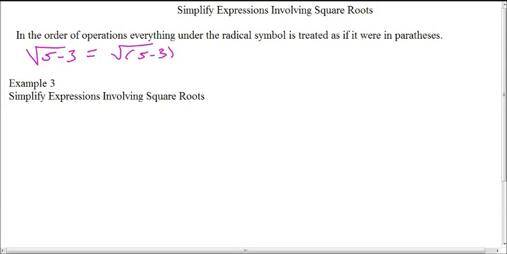Okay, if we take a look at simplifying these square roots as what we've identified, we can understand that in the order of operations, everything under the square root symbol is treated as if it was in parentheses. For example, if we're looking at the square root of 5 minus 3, we can interpret that as the square root of parentheses 5 minus 3, which is going to give us the square root of 2.